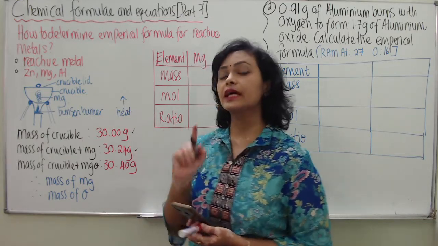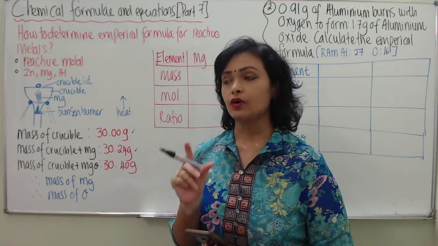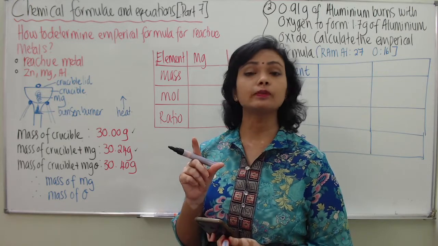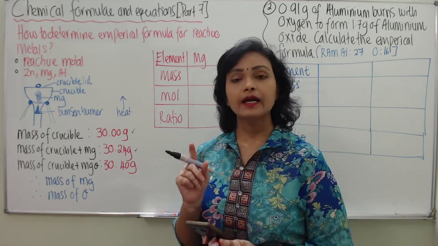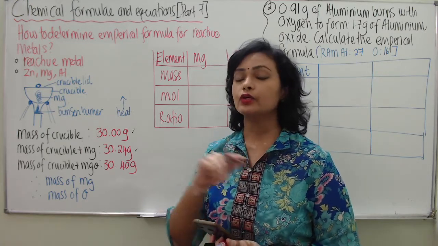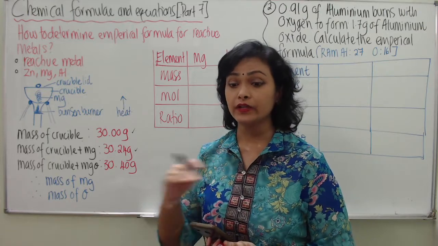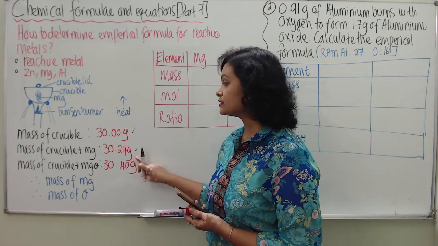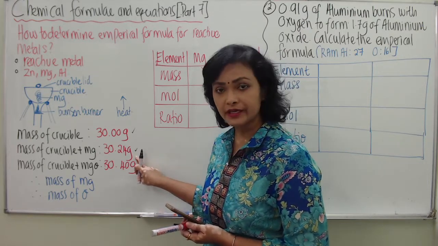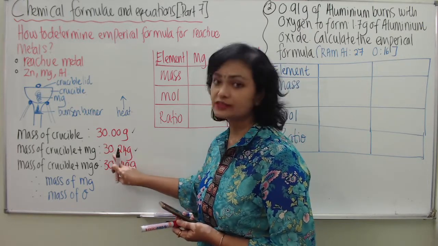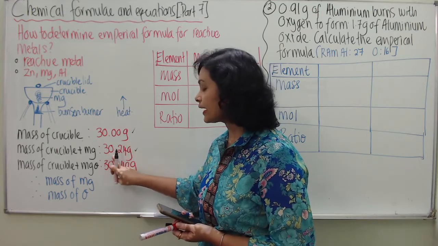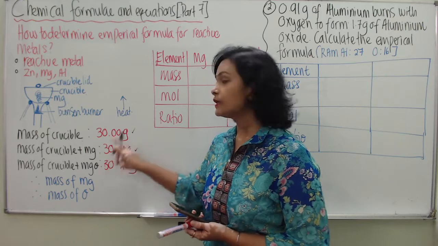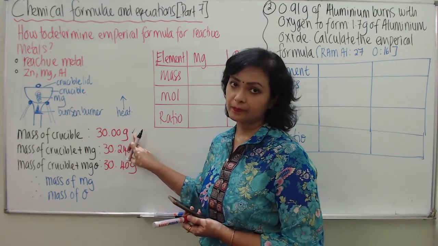So the first task is done, which is taking the mass of the crucible. The second task is to clean the magnesium ribbon, about 10 to 15 cm in length, which will be provided by your teacher. Clean it with sandpaper until you can see the shiny part of the magnesium. Coil it, put it inside the crucible and weigh it. We assume that students get a measurement of 30.24 gram.